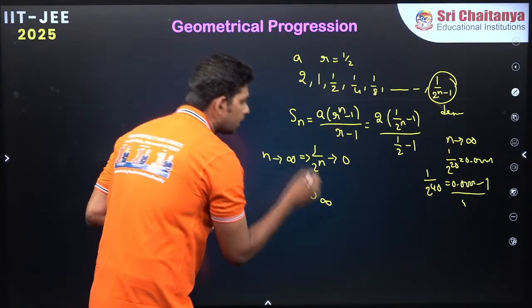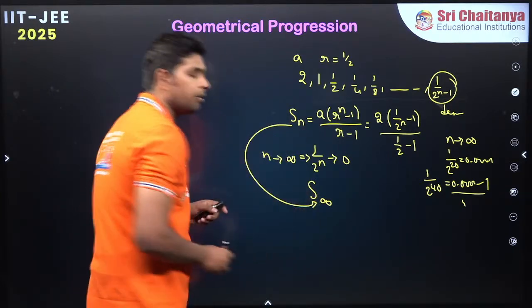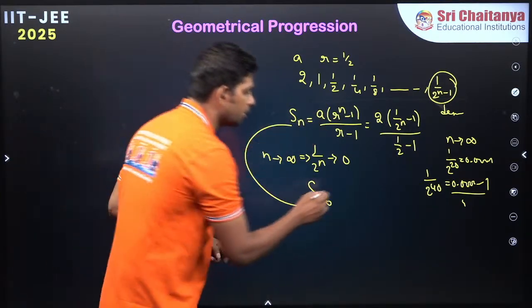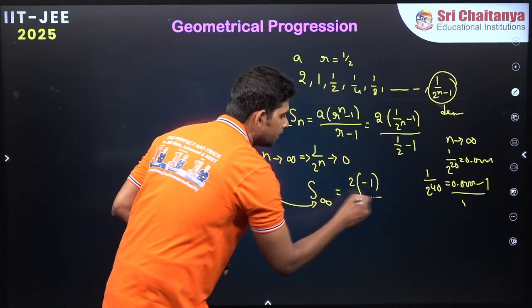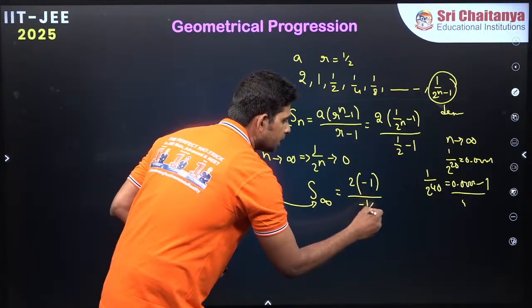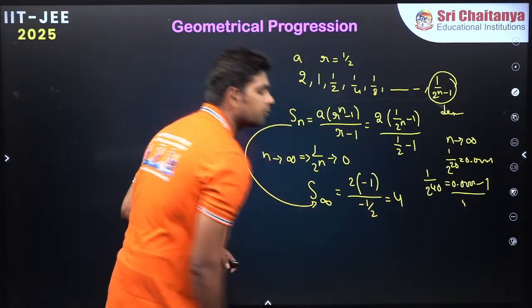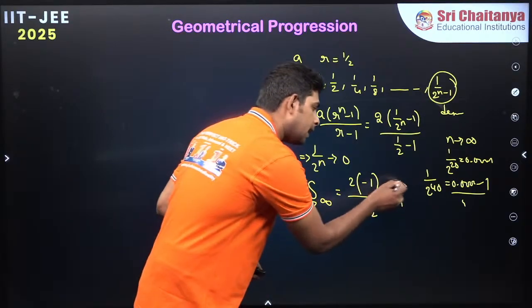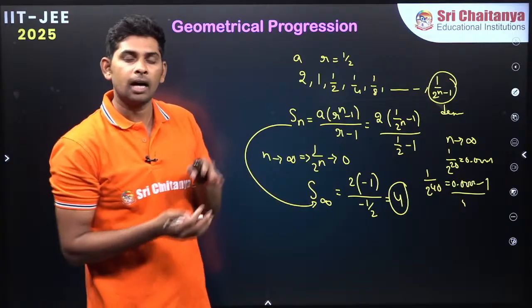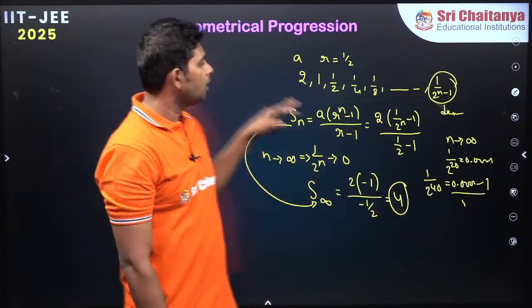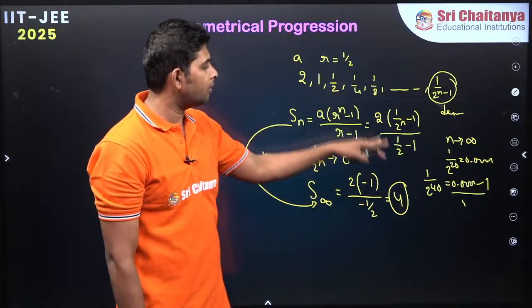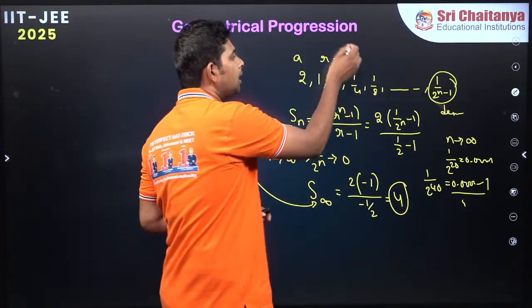Then you are replacing n with infinity. You can see that S infinity is equal to 2 into, with this taken as 0, 0 minus 1 divided by the denominator minus 1 by 2, which is giving us 4. So that means this entire sum is converging to some value, that is 4 in this case, right? So we can take the sum in this way whenever R is 1 by 2.